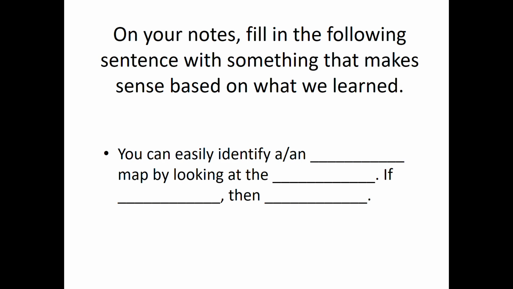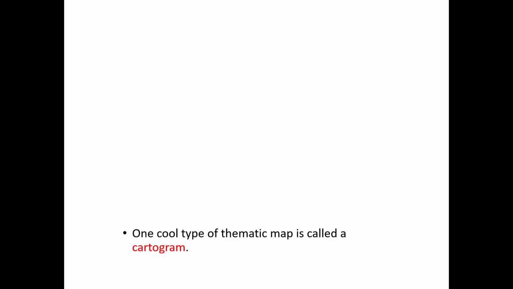However, for the last two blanks on here, if Greenland is the same size as Africa, or perhaps even bigger, then it's a Mercator map. If you were to fill in these for an equal area map, you could say you can easily identify an equal area map by looking at the size of Greenland and Africa. If Greenland is much, much smaller than Africa, then it's an equal area map, meaning that they are all represented at their true size. So let's get on to new things.